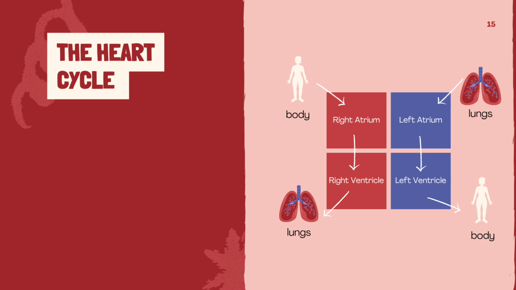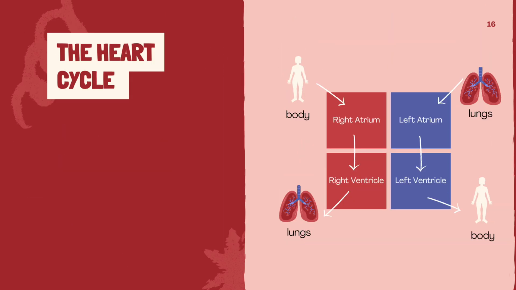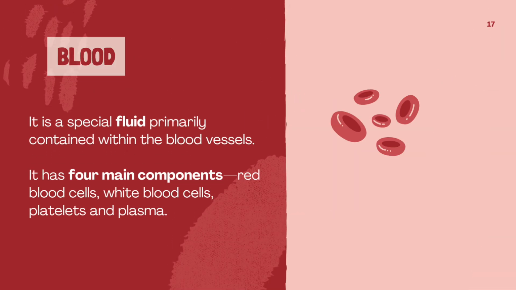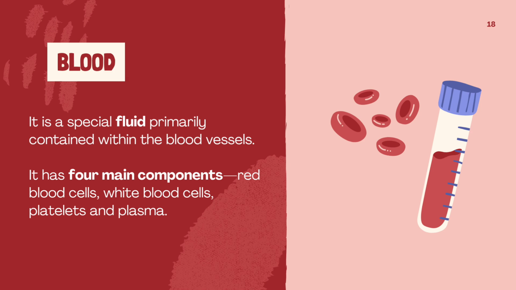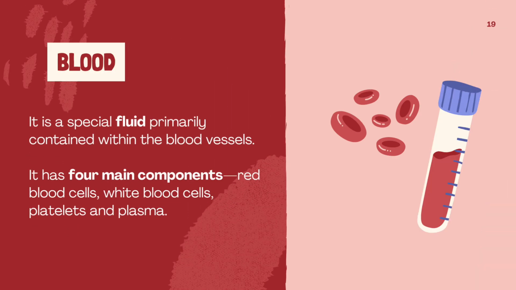Blood. It is a special fluid primarily contained within the blood vessels. It has four main components: red blood cells, white blood cells, platelets, and plasma. Our blood has four main components: red blood cells carry oxygen, nutrients, and wastes.